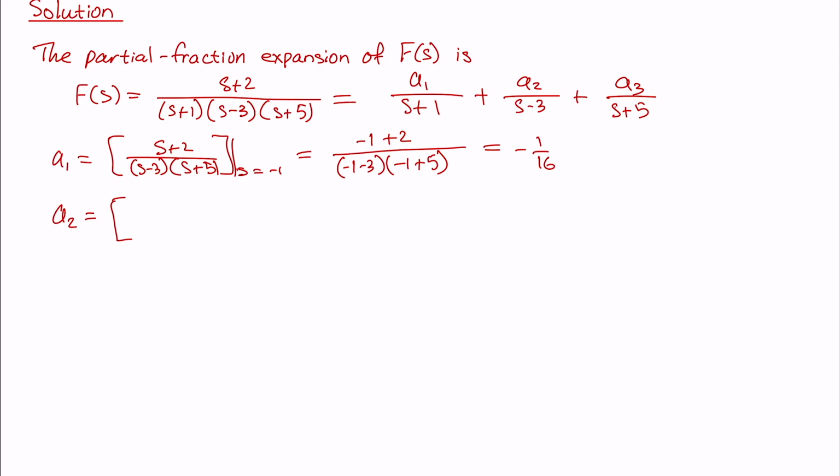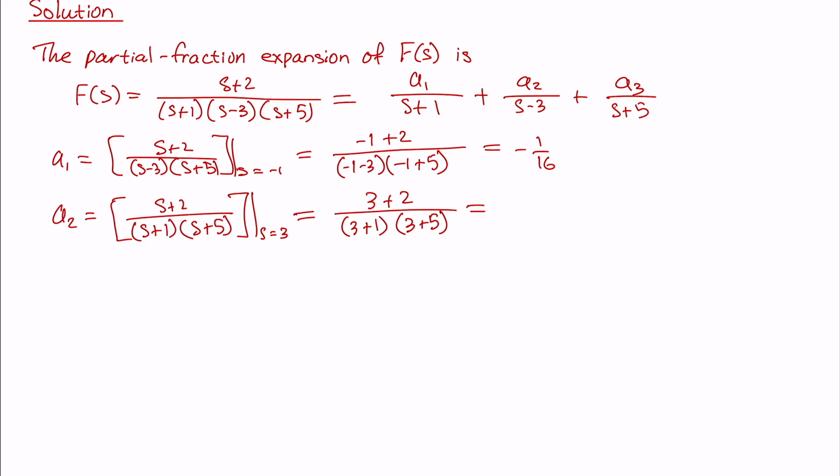For A2, we'll do the same thing. In this case, we will get, hold on a second. Yep, we'll get (s + 2) divided by (s + 1)(s + 5), evaluated at s equals 3. This will give us (3 + 2) divided by (3 + 1)(3 + 5). And then if you evaluate this out, it's equal to 5/32.